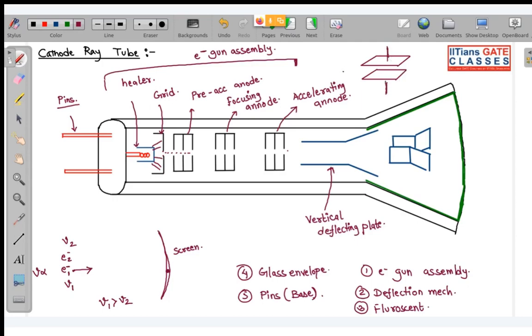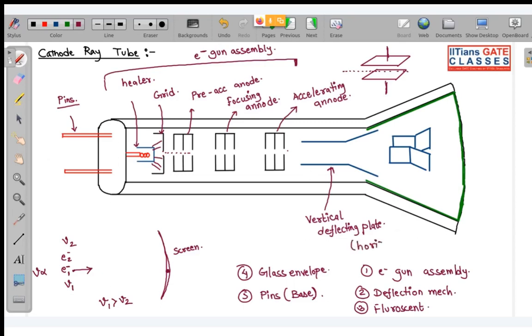So basically what happens, this electron beam passes from here and it gets deflected according to the voltage. Can you tell me, is this plate kept vertically or horizontally? Horizontally it is kept. So sometimes it is also said as horizontal plate.